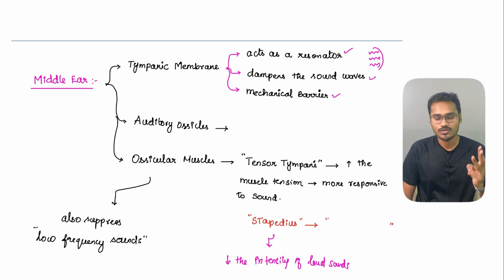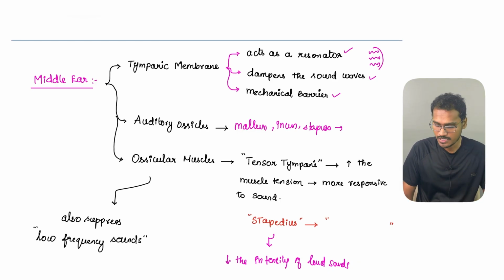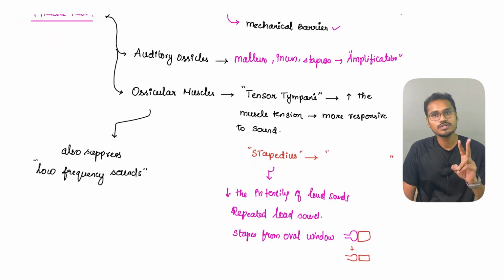And three important ossicles we have seen, that is the malleus, incus and stapes. Why do we have these three important bones? They also help in a little bit of amplification. So that is important. Then coming to the ossicular muscles, two muscles we saw: one is the tensor tympani and the other is the stapedius.